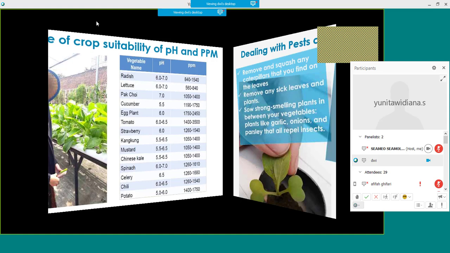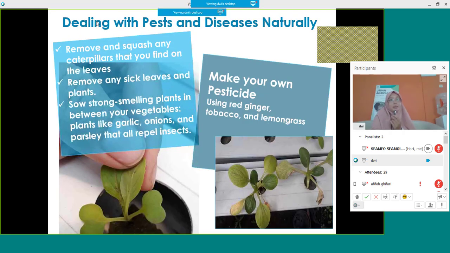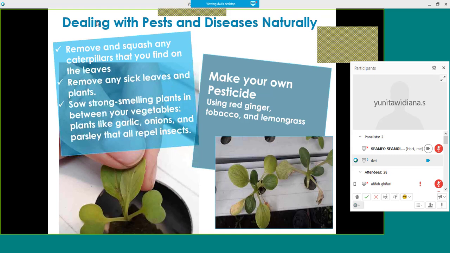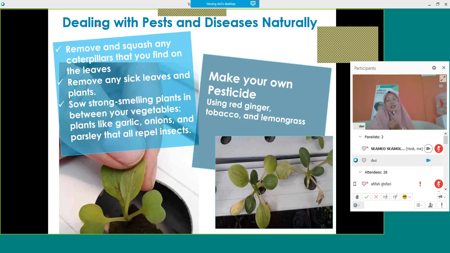Dealing with pests and disease naturally, actually we can repel the pests and disease naturally without using chemical substances. We can remove and squash any caterpillar that you find on the leaves and remove any sick leaves and plants. And then you can sow strong smelling plants in between your vegetables, plants like garlic, onion, and parsley that repel insects. You can also make your own pesticide using red ginger, tobacco, and also lemongrass. I think this is important for us if we want to get organic vegetables. So we try to avoid chemical substances for removing the pests and disease in our plants.